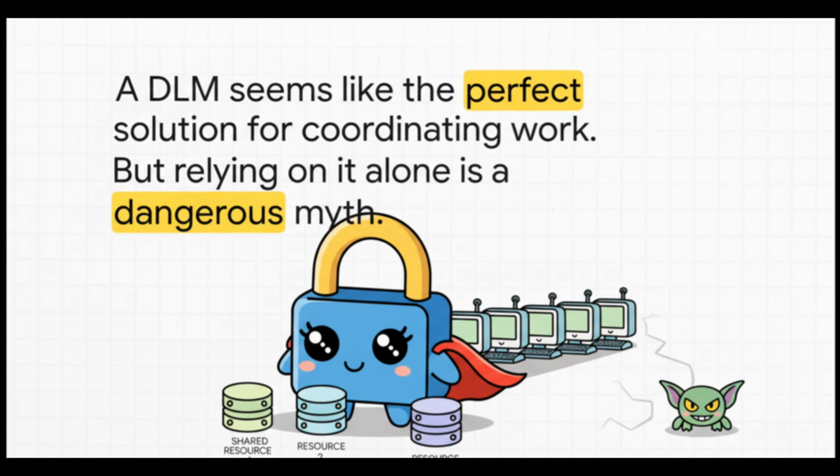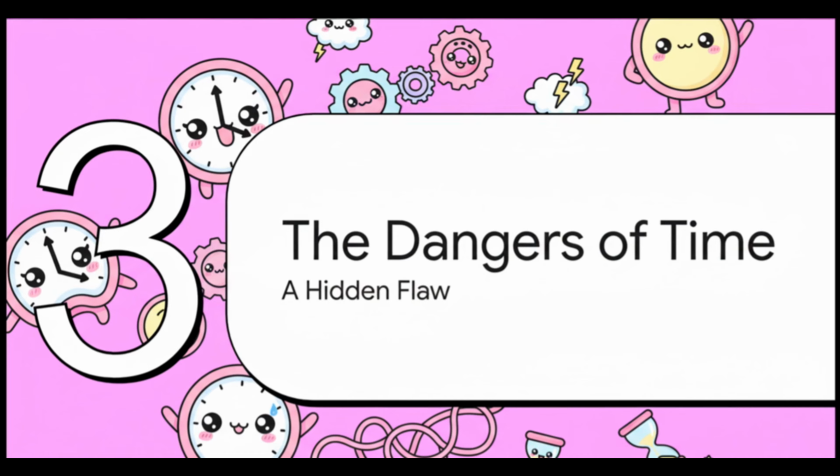So, problem solved, right? We've got this powerful, battle-tested tool that can manage access perfectly. It seems like we're all set. But here's the twist. Relying on this alone is actually a really dangerous myth, and it can lead to some absolutely catastrophic failures. So how can this perfect solution go so horribly wrong? Well, the flaw isn't actually in the lock manager itself. It's in something much, much more fundamental about distributed systems.